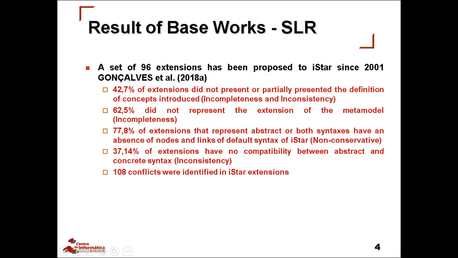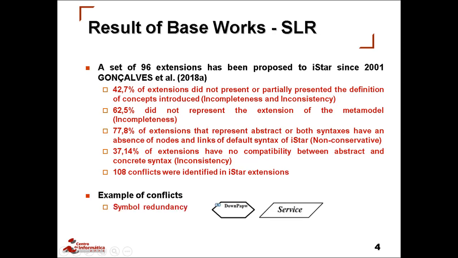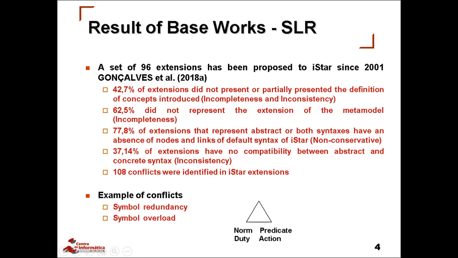108 conflicts of semiotic clarity were identified in I-star extensions. Examples of these conflicts are given following. Service has two representations, so it characterizes a symbol redundancy. A triangle is used to represent a norm, duty, predicate, and action, so it characterizes a symbol overload.